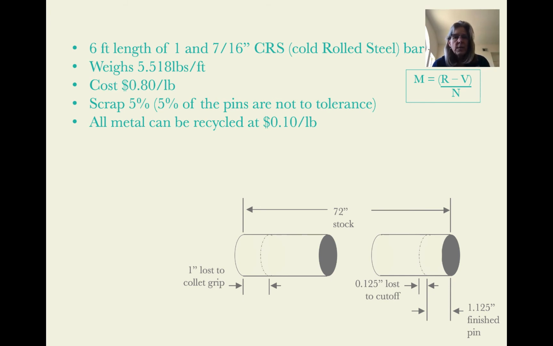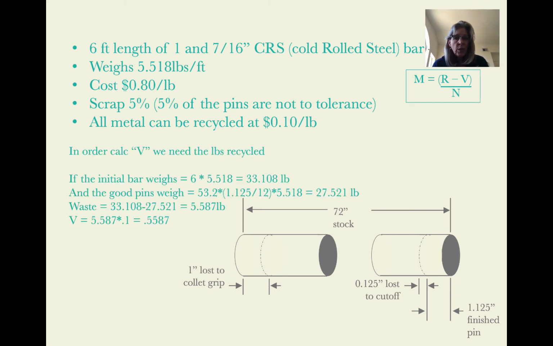Now, again, we're going to complicate it a little bit more and say all metal can be recycled at 10 cents a pound. So now the question is, how much is recycled out of this particular batch? There's a lot of ways to figure that out, but the easiest way, in my opinion, is to take the total weight of the bar, which is 6 feet times 5.518, which is 33.108 pounds. And we know the good pins are 53.2 times, and we're going to put this in feet, so the good pins are 1 1/8 inches, and we're converting that to feet by dividing by 12. And then we're multiplying it by the weight per foot. So we know that out of the 33.108 pounds, 27.521 was good product. That means just by difference, the waste was 5.587 pounds, and we get 10 cents a pound for that.